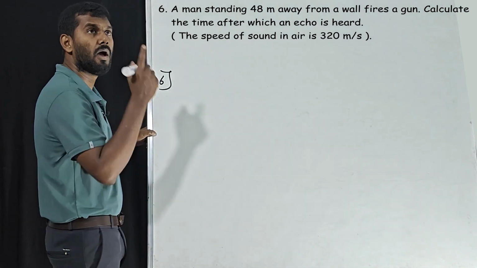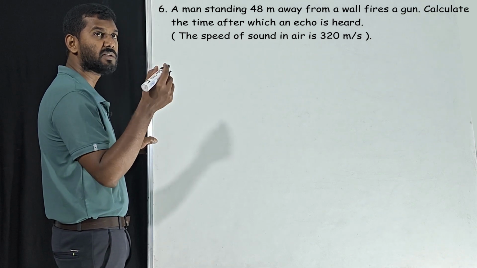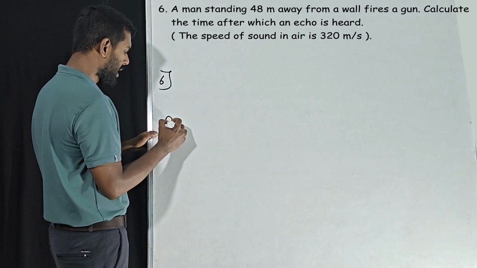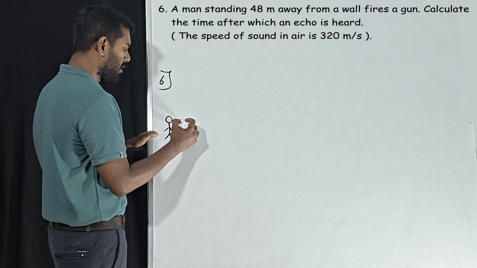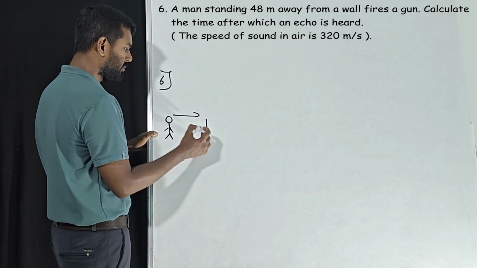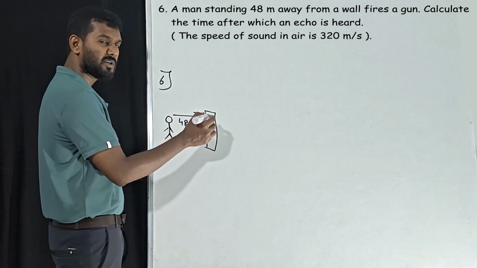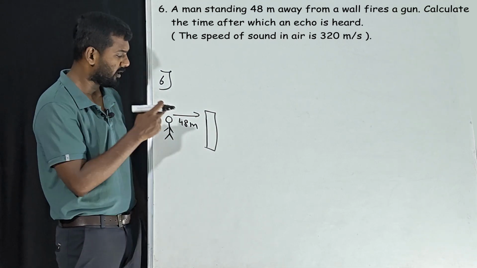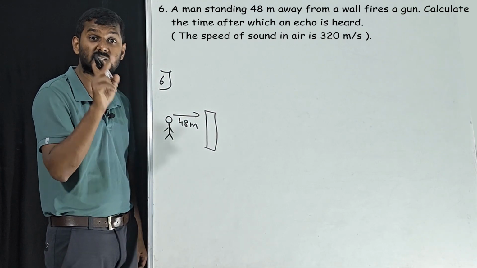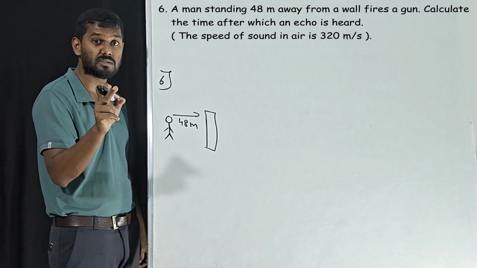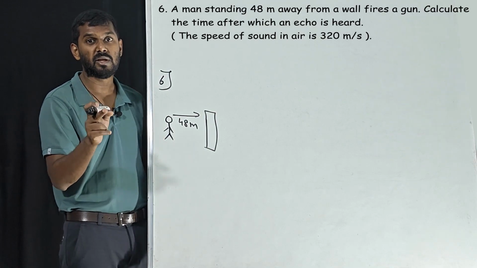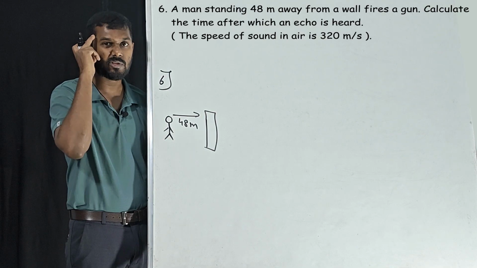A man is standing 48 meters away from the wall. This is the wall and he is standing 48 meters away from the wall. Now listen, this distance has to be more than 17 meters, then only we'll hear an echo. Keep this in mind.